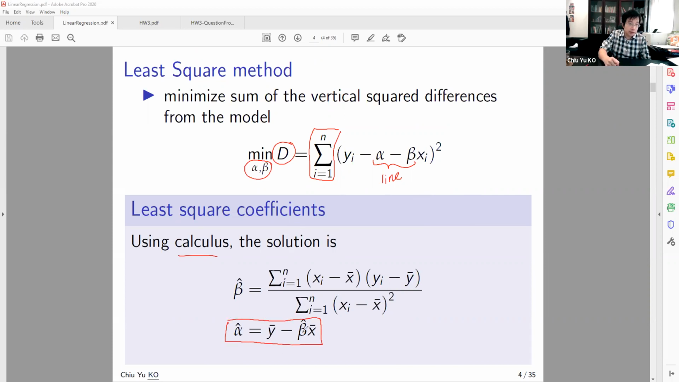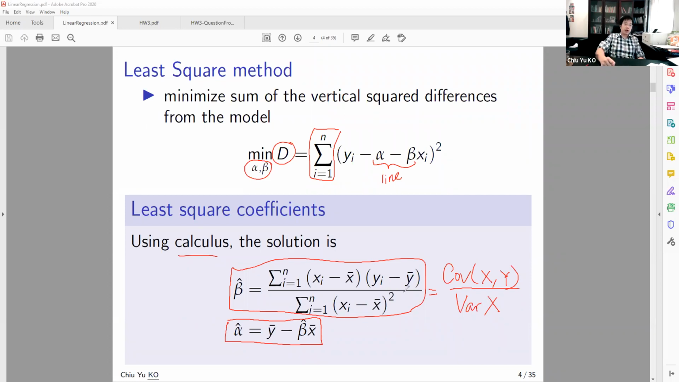The intercept is given by this, and the slope is given by this one. If you write the slope carefully, it is actually covariance of xy over variance of x, because you can divide both sides by n or n minus 1, depending on sample or population, it doesn't really matter. Then the idea here is to look at covariance, which is how x and y move together linearly.